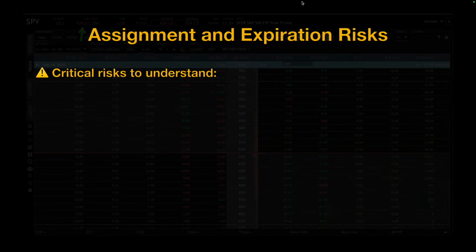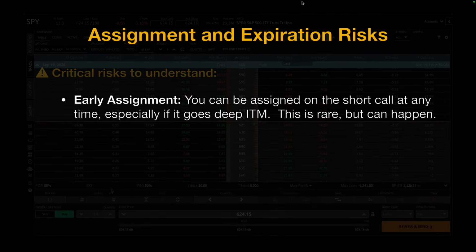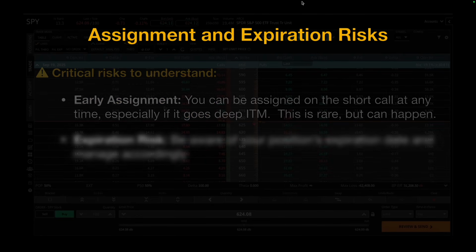So there are some things that you need to understand with the synthetic short stock positions. First is early assignment risk. You can be assigned on the short call at any time, especially if it goes deep in the money. And this is typically very rare if there's extrinsic value remaining in that short call. But when we get into scenarios where there's very little extrinsic value remaining, you do have that early assignment risk.